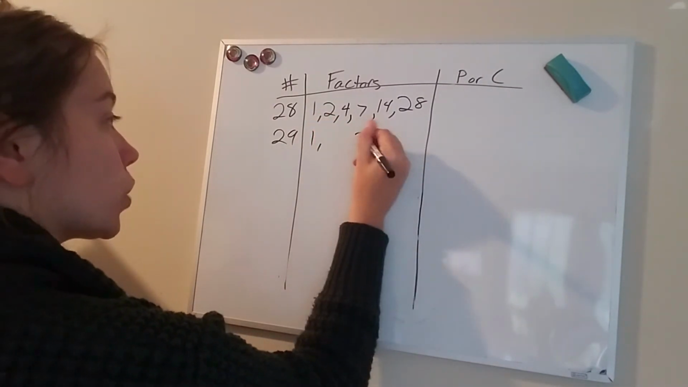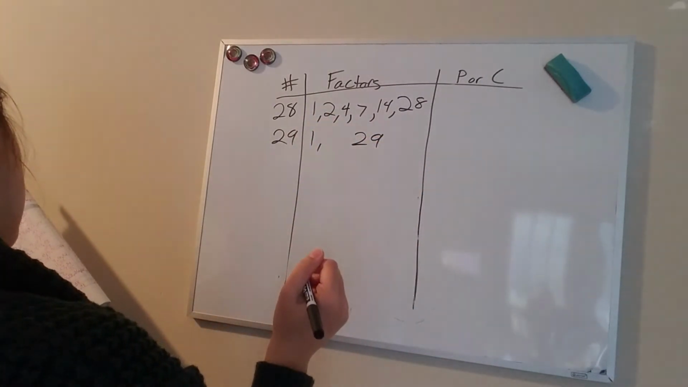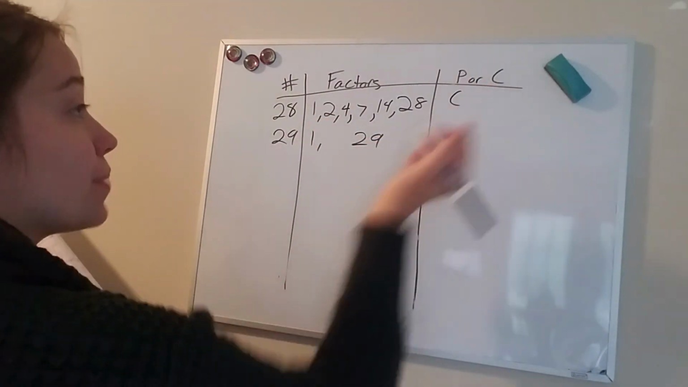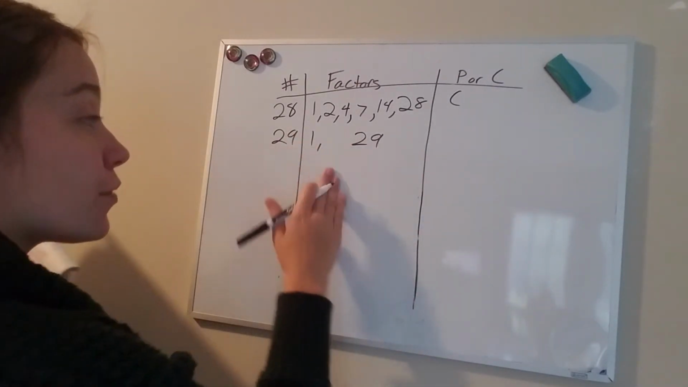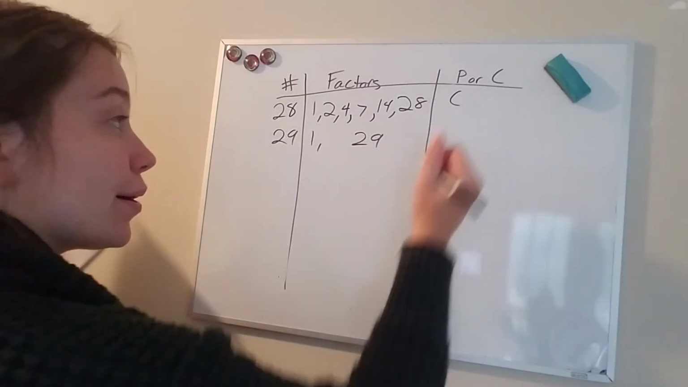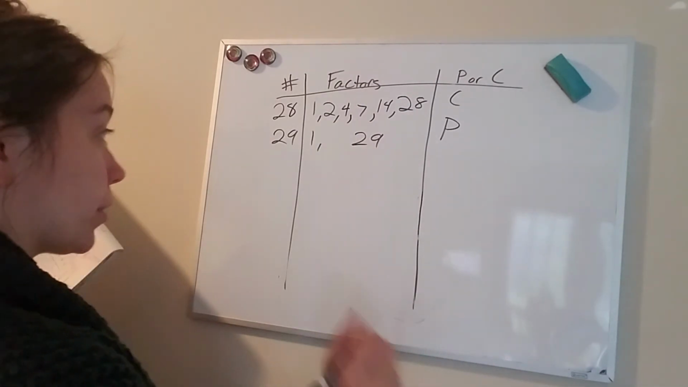Then we have 29. 1 times 29. And then is there any other number? Oh, sorry, that's a composite number, isn't it? Can any other number go into 29? No. So it's a prime number.